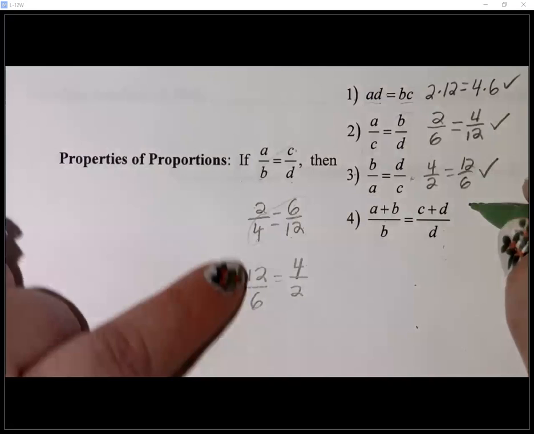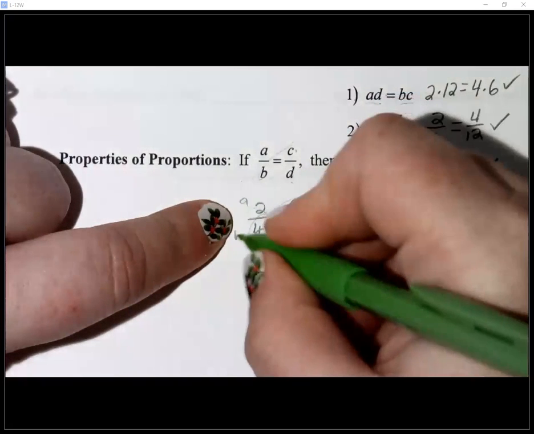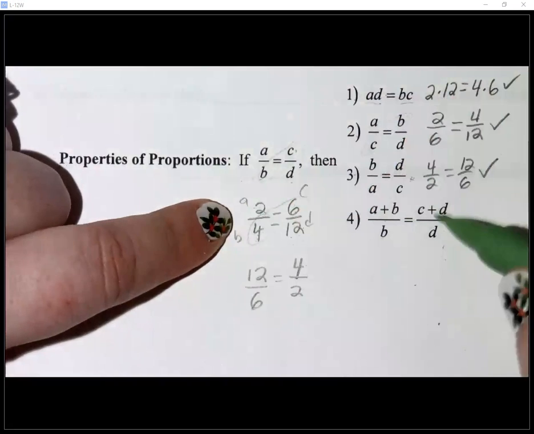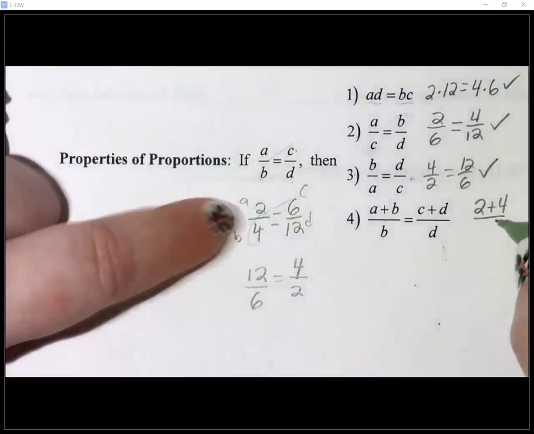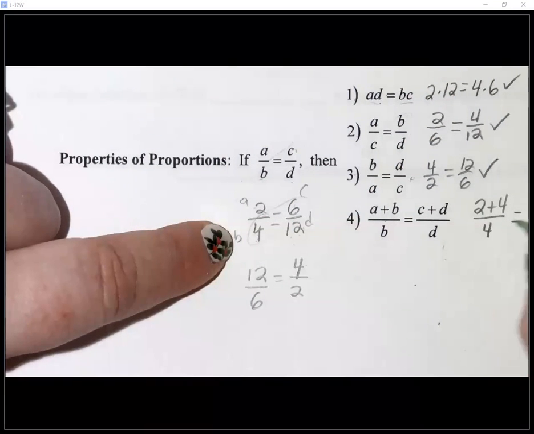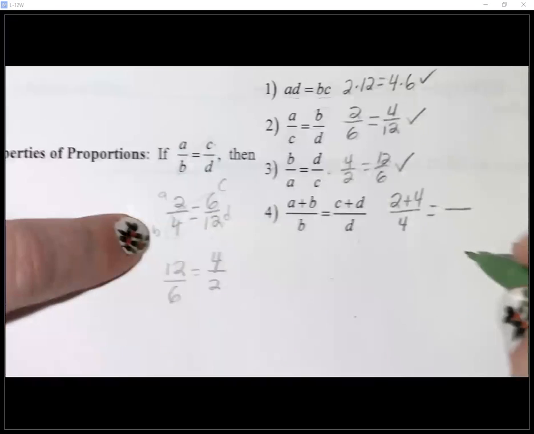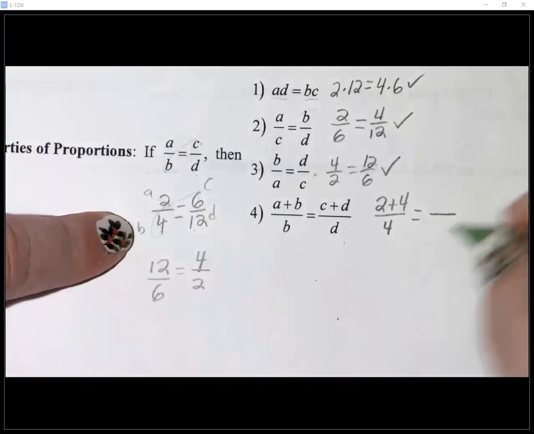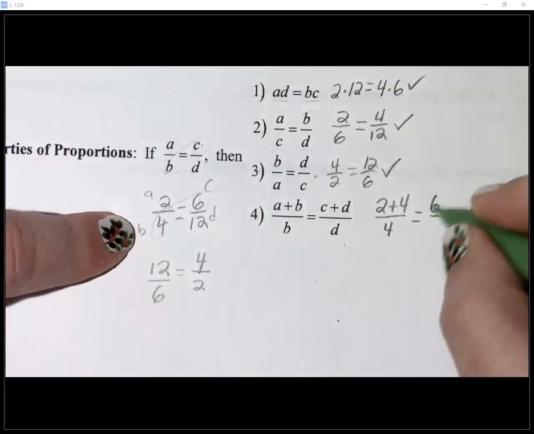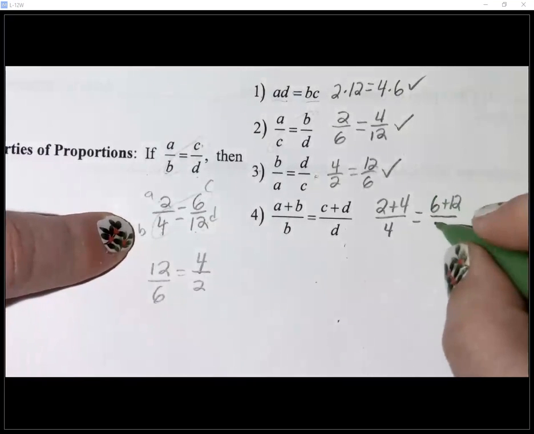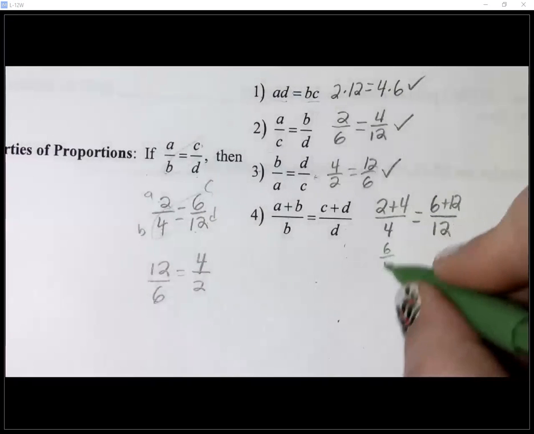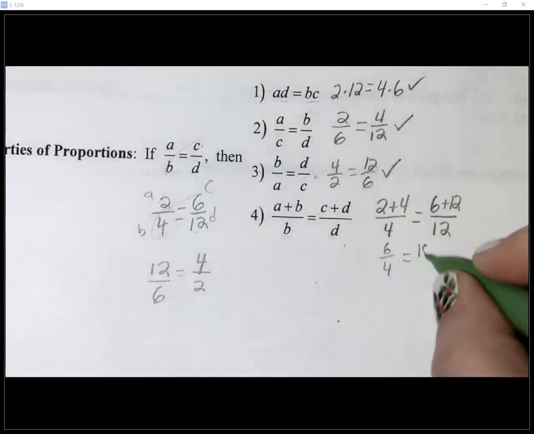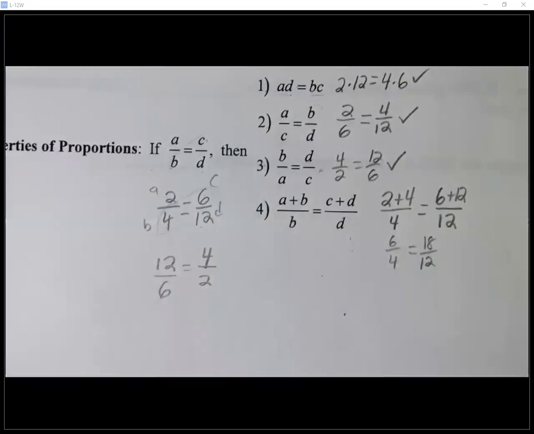So in my example, this is A, B, C, and D. They're saying A plus B over B, so that would be 2 plus 4 over 4, should be the same thing as C plus D over D, so that would be 6 plus 12 over 12. So let's simplify and check. I'd get 6 over 4. Is that the same thing as 18 over 12? Oh, it is. Okay.